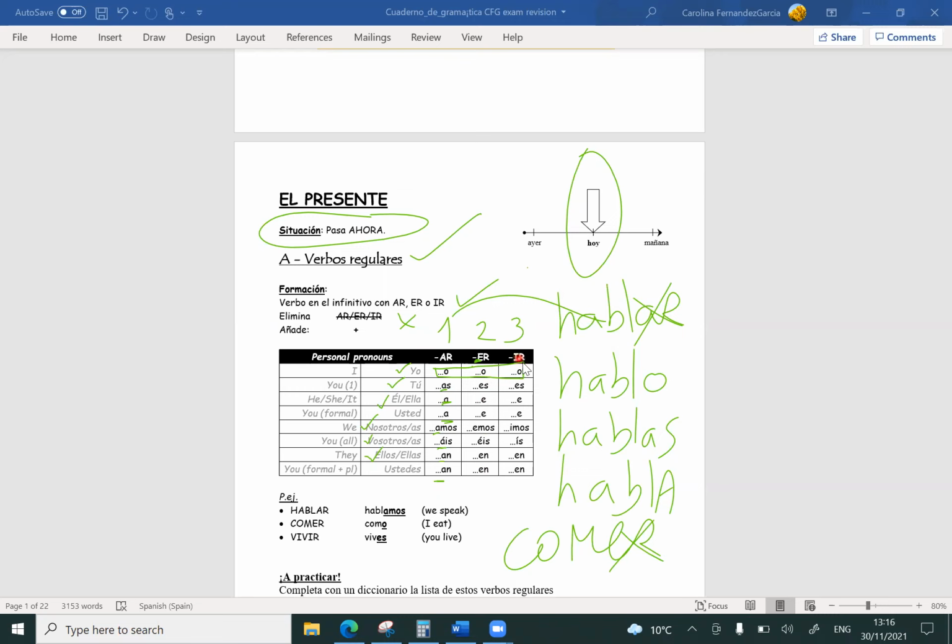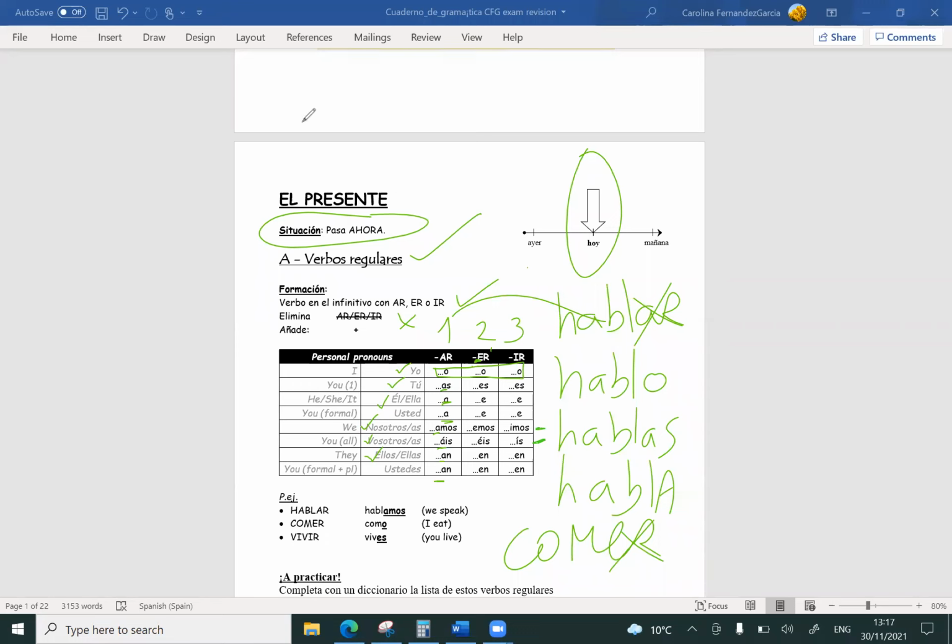The third group of verbs, the IR verbs, is very similar to the second one. So it's kind of the same with the exception of these two. That should be instead of emos, imos, and instead of es, is. These are the only two that change. For example, vivir: vivo, vives, vive, vivimos, vivís, viven.